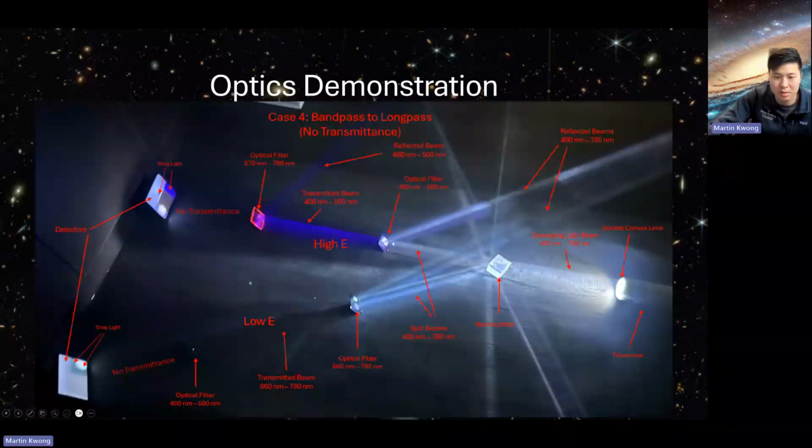Here's an example of when we swap the order and there's no transmittance, but we start off filtered down more narrowly. This is a 400 to 500 nanometer optical filter. Lets that band of light through. But this optical filter, this long pass, is 570 to 780, so it doesn't go through either. And then in this case, this optical filter is 660 to 780, which transmits that light, and it's really hard to see because it's very red, a low photon energy. And an optical filter here, 400 to 600 nanometers, doesn't match up. It's outside the range of this, so there's no transmittance.